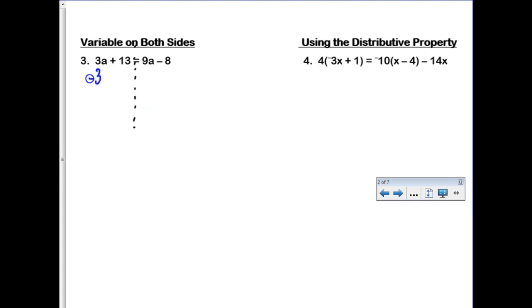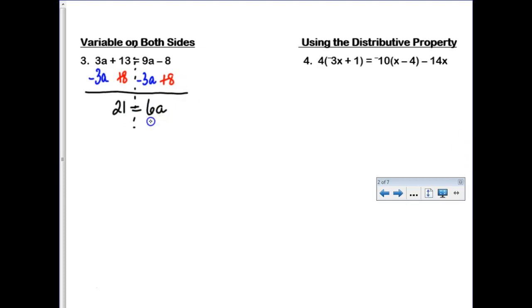So for a lot of kids, they like to keep the variable positive, so they're going to move the 3a over to the right by subtracting it. So if you're moving variables to the right, that means constants have to move to the left. So this -8, if we add it over here to the left, then everybody's where they need to be. So we end up with, let's see, that's 21 equals 6a.